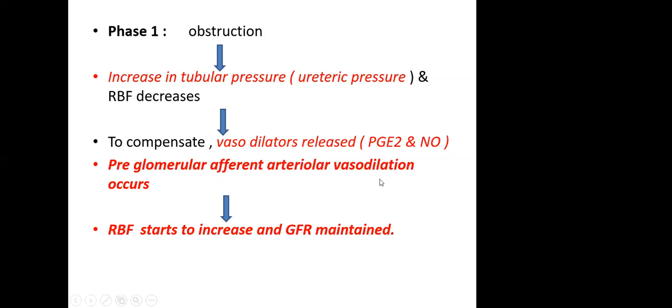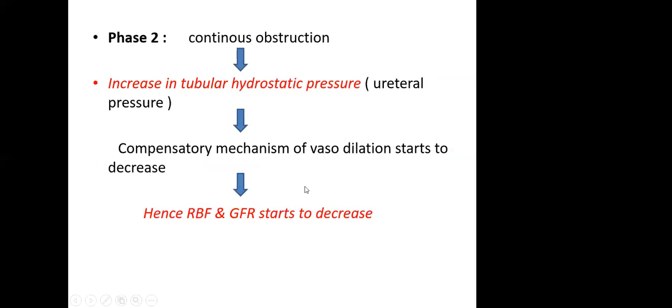So now the exam question is: in unilateral urinary tract obstruction, what pattern will you see? A triphasic pattern will be seen, and the important mechanism of compensation is that vasodilators are released as a compensatory mechanism, acting at the pre-glomerular afferent arteriolar level and causing vasodilation.